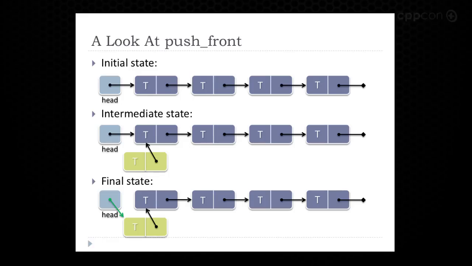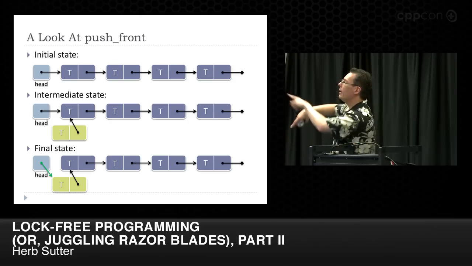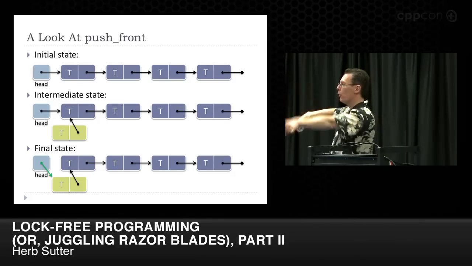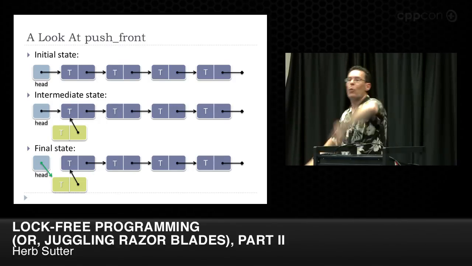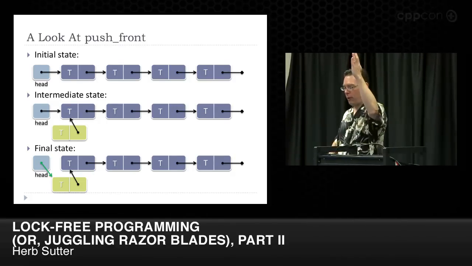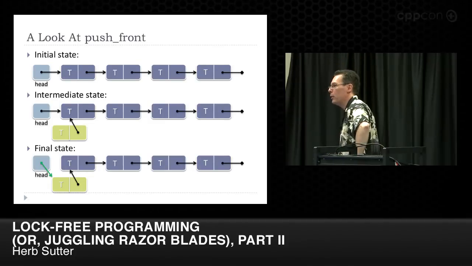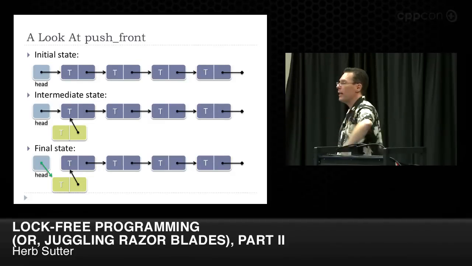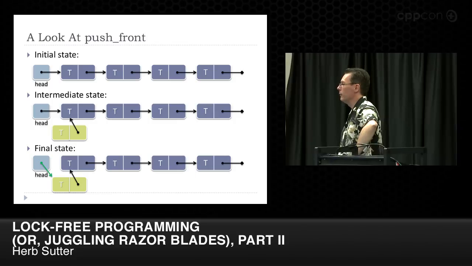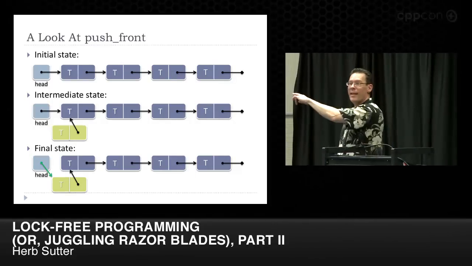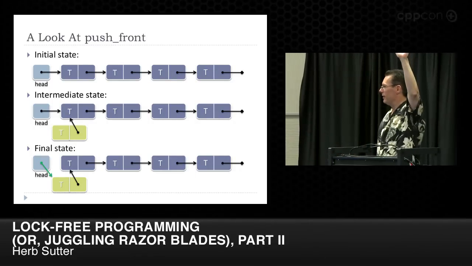Now let's talk about push front. Here's what we want push front to do. Here's the action diagram of what I want it to do. I want to take the initial state, allocate a new node off to the side, link it to point as its next node the current first node, and then swing the head pointer from its current first node to my new node. And we swing that head pointer by doing what? Exchange. OK, how many of you thought exchange?